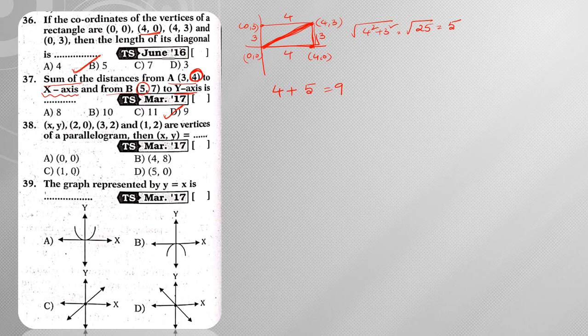Next, x, y, 2, 0, 3, 2, 1, 2 are the vertices of a parallelogram. Then find x, y. Whenever you want the fourth vertex, when you know 3 vertices, you can use 2 concepts. The first one is the midpoint concept: midpoints of diagonals are equal. Or directly you can go with the formula. That result is also obtained from this particular formula only.